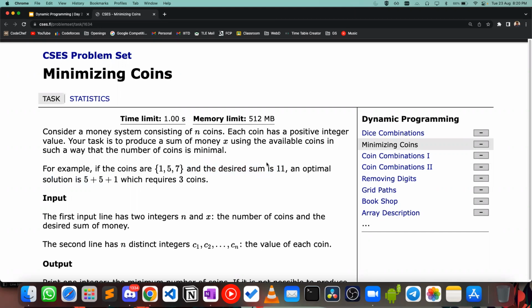Okay, tell me one thing. If I have to construct a sum of 11 and I have these choices 1, 5, and 7, can you construct this value of 11 in some other way as well, instead of following this 5 plus 5 plus 1? And if you can, write it in the chat.